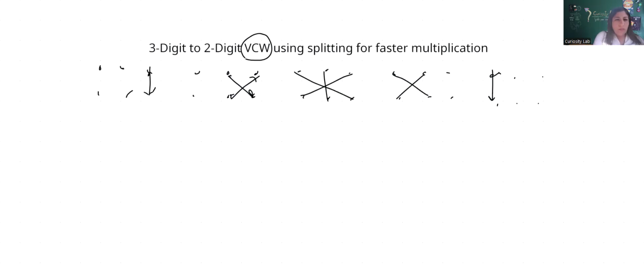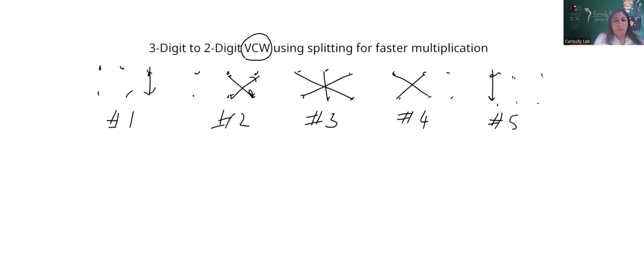So for a 3-digit number, the method looks like this. Step 1, step 2, step 3, step 4, and step 5. So this is a 5-step method. But what happens with 2-digit VCW?